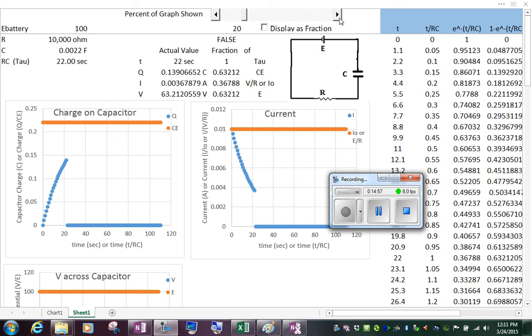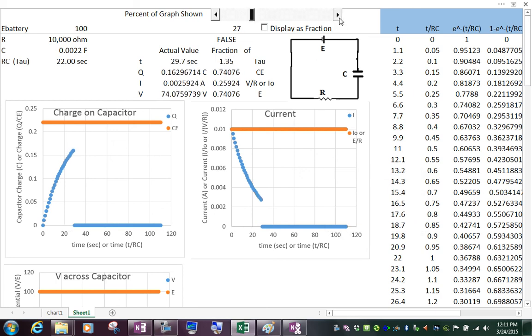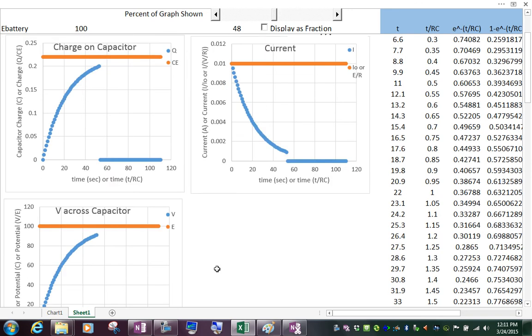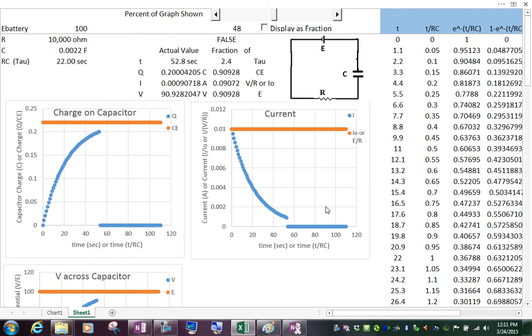If I go to 2 time constants, you wind up with 86.5%. Why 86.5? That's 1 minus 1 over e to the 2, etc., etc. But the charge on the capacitor approaches CE. The current starts at V over R, meaning V of the battery, and drops off to 0. And the voltage across the capacitor looks exactly like the charge on the capacitor, just divided by C.